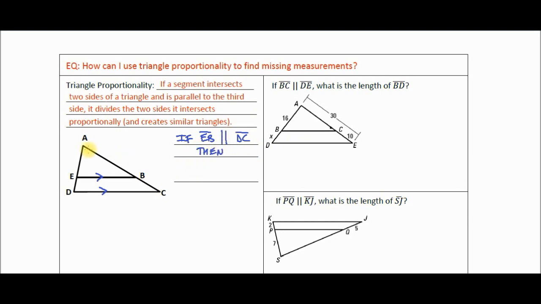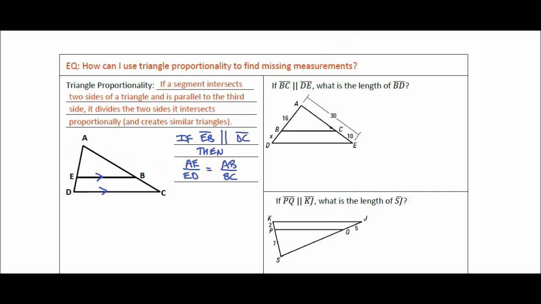here's what we know. We know that segment AE, when set up as a ratio with the rest of that side, ED, so AE over ED, is equal to AB over BC. So take a look. When it says it divides the two sides it intersects proportionally, this side AD and this side AC are divided proportionally into these two smaller segments.